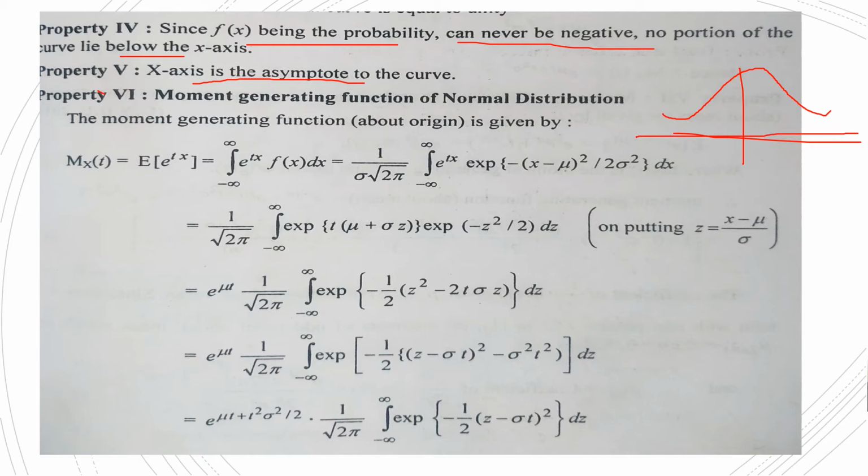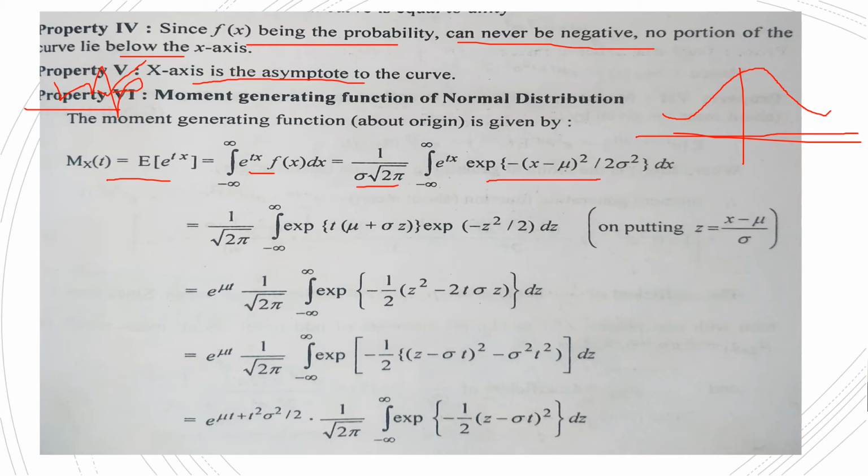Property number 6, moment generating function. It is also a very important article. Generally in exams, teachers ask to write or discuss the moment generating function of the normal distribution. It's a single function. We know the definition, E(e^{tX}) of the function. The function is 1 by sigma root 2 pi e raised to the power minus (x minus mu) square upon 2 sigma square.